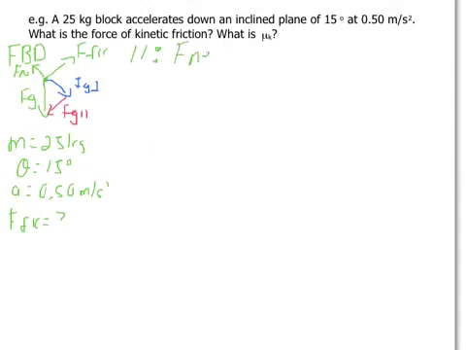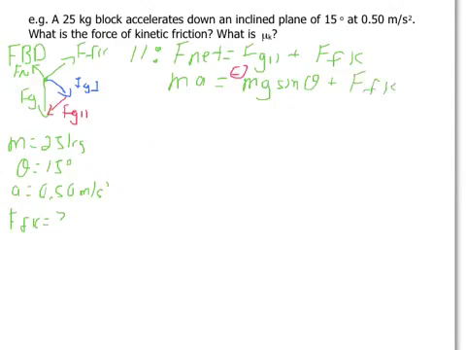Our net force equation in this case is Fg parallel plus the force of friction in the parallel direction. Okay, we can replace Fnet with ma. Fg parallel we can replace with mg sine theta. Because Fg parallel is acting downhill, this is actually negative. And Ffk we don't know. In fact, that's what we're looking for.